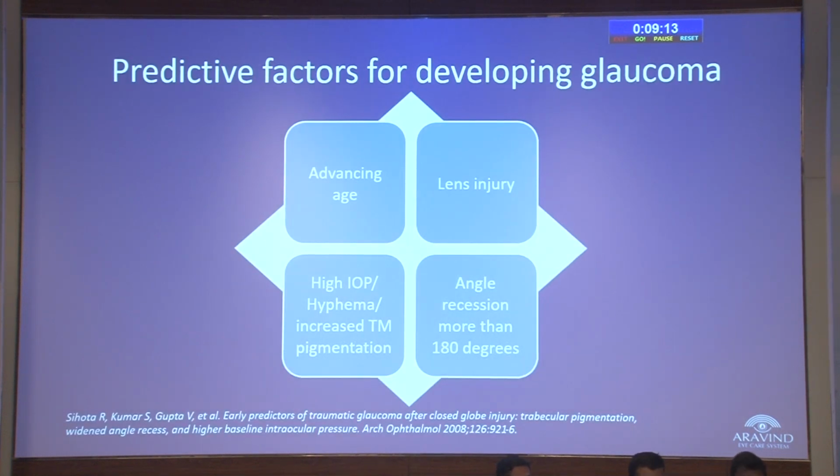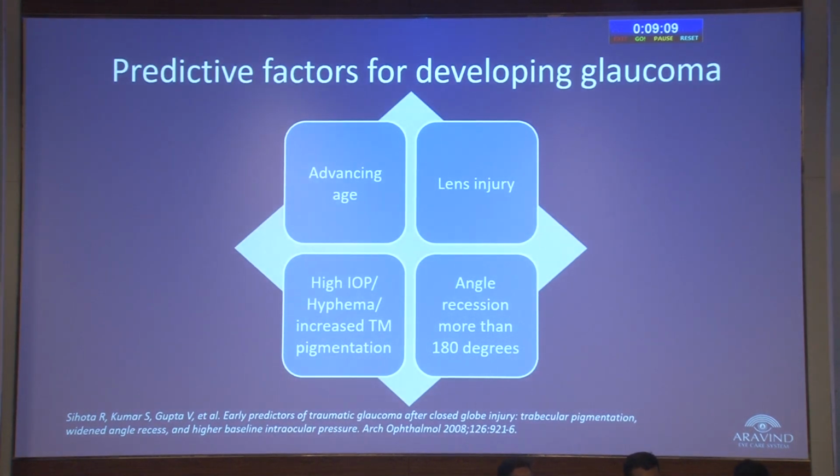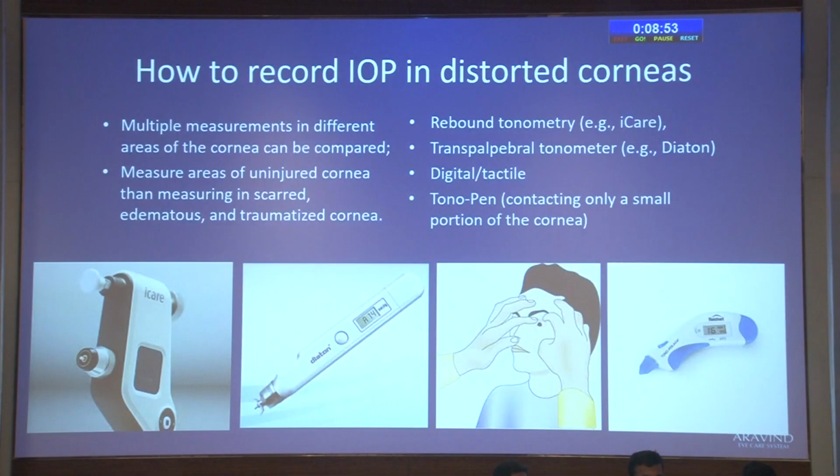Shihota et al. did a detailed analysis of the predictive factors for developing glaucoma in patients with closed globe injury. His observations are advancing age, lens injury, high intraocular pressure, hyphema, increased trabecular meshwork pigmentation of more than or equal to grade 3, and angle recession of more than 180 degrees.